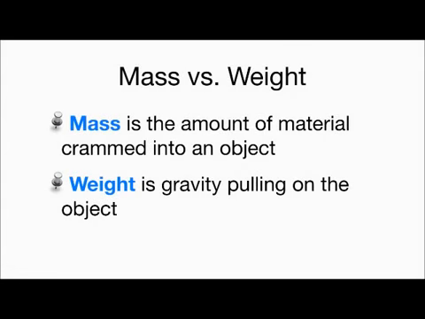Definitely know the difference between mass and weight. Mass is the amount of material crammed into an object. Weight is when gravity pulls on the mass. Okay, mass is not really going to change that much. Weight will when you go from planet to planet.